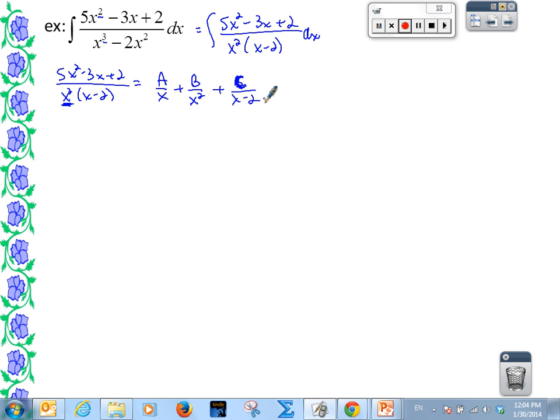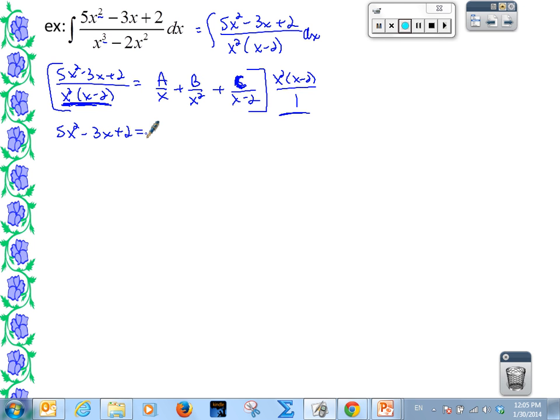What we do next is clear the fractions. I'm going to take this whole thing and multiply it by just the denominator. Now I'm not multiplying by the number 1. I know that troubles some people, but it's an equation. I'm allowed to multiply by anything I want as long as I do the same on both sides. So I'm going to multiply by the original denominator all the way through so that I have no fractions left. When I do that, I multiply it by the first fraction on this side, and I'm just left with 5x squared minus 3x plus 2.